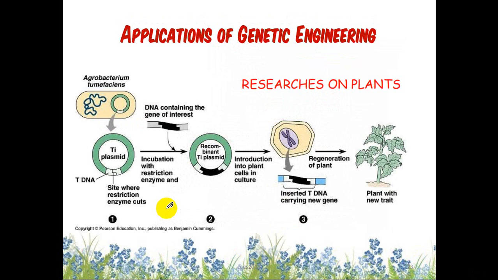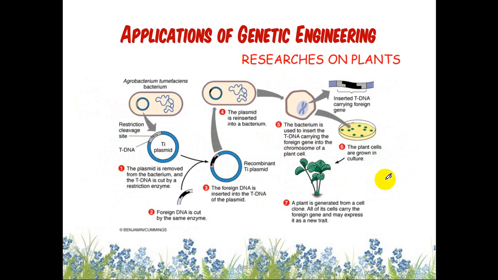Research on plants, what we do, Agrobacterium tumefaciens, DNA containing the gene of interest. So incubation with restriction enzyme. This is all that restriction recombination phenomena. How can we add our desired gene to a specific plant. So basically we do the same phenomena of cutting the plasmid and adding our desired gene, and then it is inserted into the cell, and then the cell gets divided and the plant produces that specific trait.